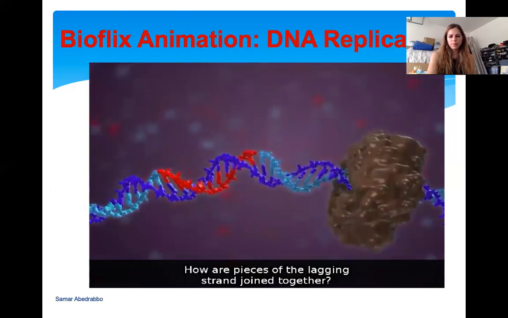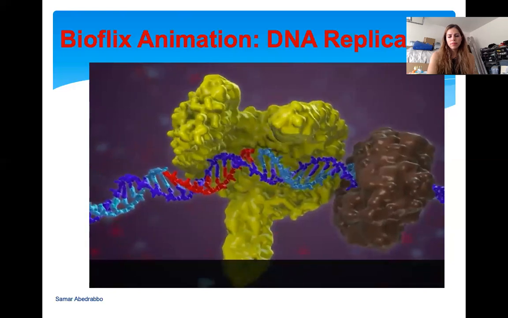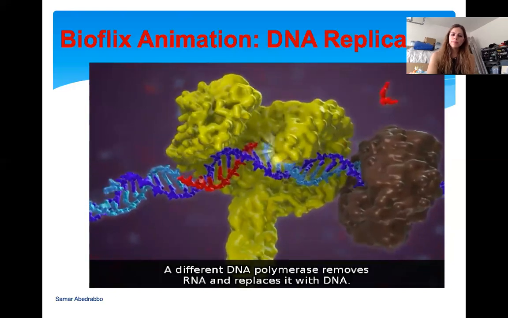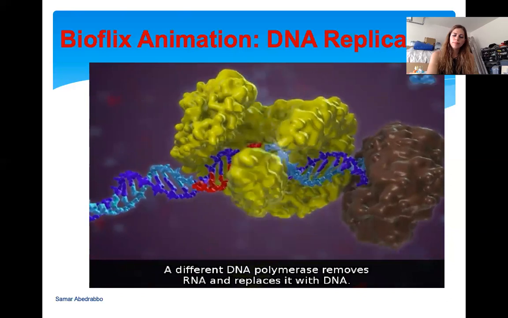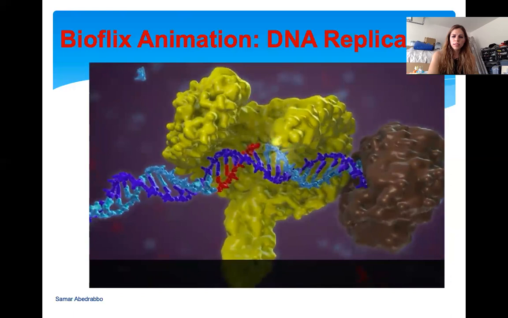How are pieces of the lagging strand joined together? A different DNA polymerase removes RNA and replaces it with DNA.